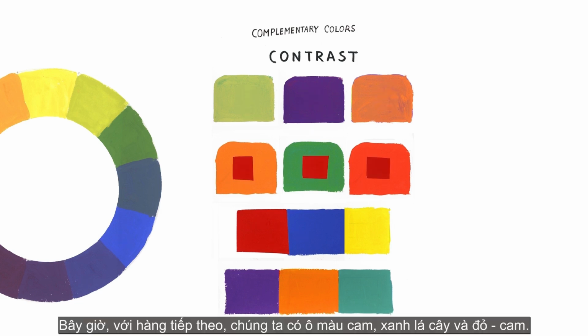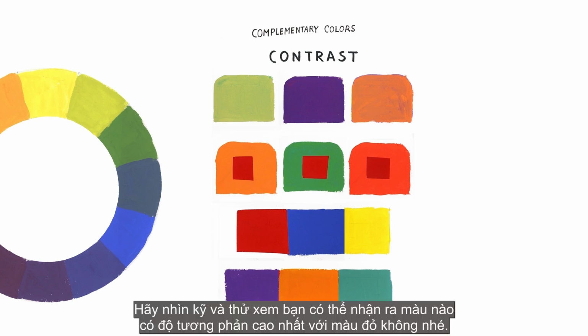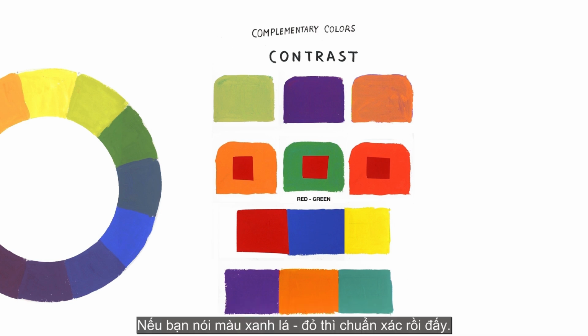Now the next row we have orange, green, and red-orange. Inside of each box we have the color red. Look closely and see if you can pick out which one has the most contrasting red. If you said green, you're right. And again, that's because they're complementary colors.